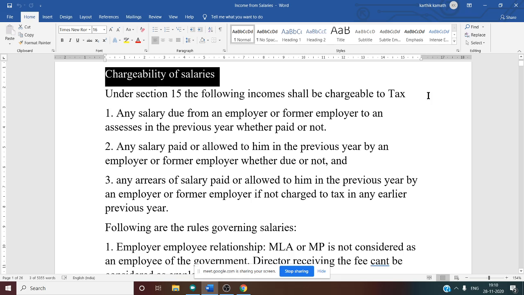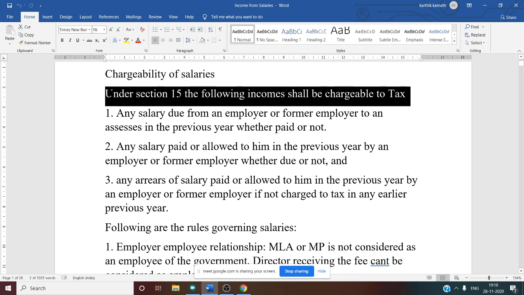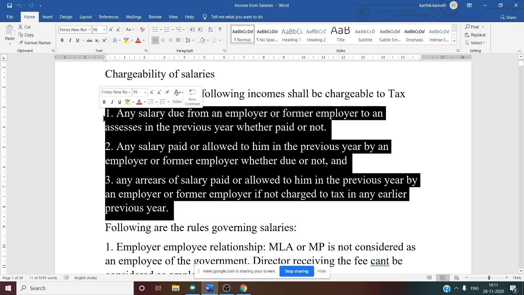If you see under Section 15, the following income shall be chargeable to tax. There are 3 points given. Any salary due from an employer or former employer to an assessee in the previous year, whether paid or not. That means if an employee is due to receive any salary from the employer in the previous year, if it is paid, it is considered as salary. If it is not paid also, it is considered as salary.